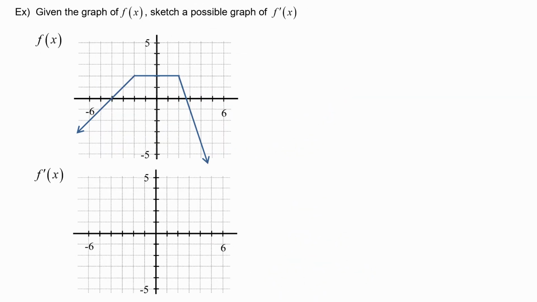In this example, given the graph of f of x, sketch a possible graph of f prime of x. So here we have a graph of f of x, and from that graph, we can build a graph of f prime of x. Now remember that f prime of x just comes from the slope of the tangent lines. Sometimes we just say from the slope of the graph.